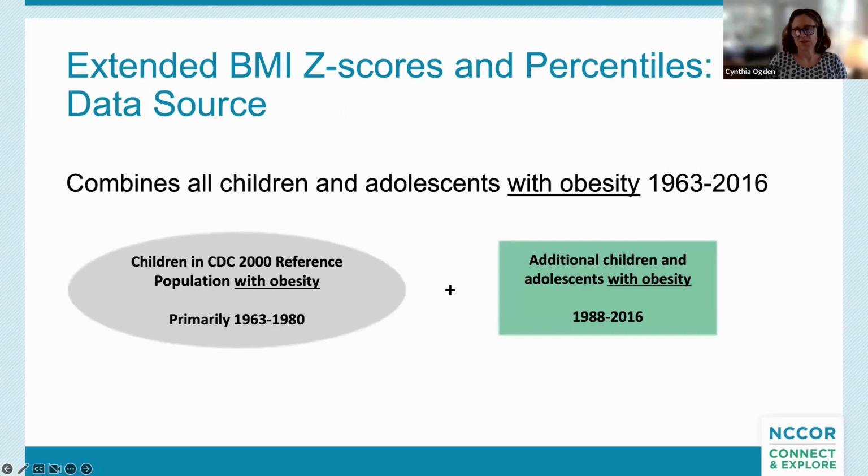So what was the data source for these extended percentiles? Well, the data are from nationally representative surveys. They come from children and adolescents with obesity from the 2000 CDC reference population, primarily from 1963 to 1980. And that was combined with additional children and adolescents with obesity from 1988 to 2016. Next slide, please.